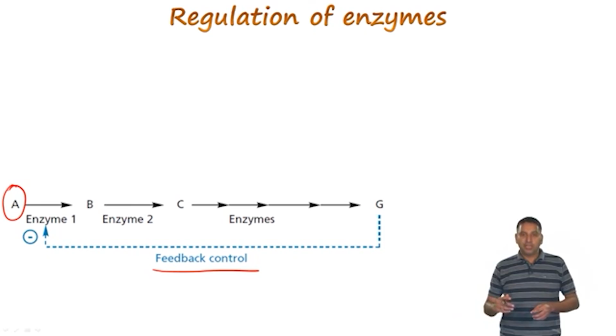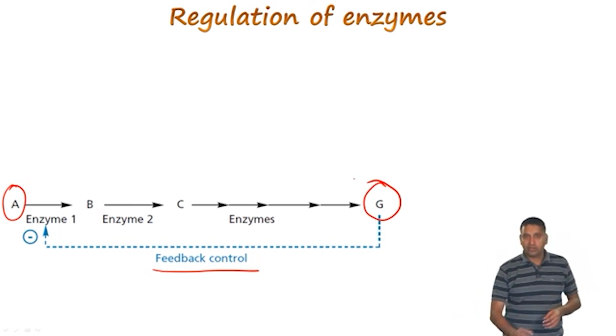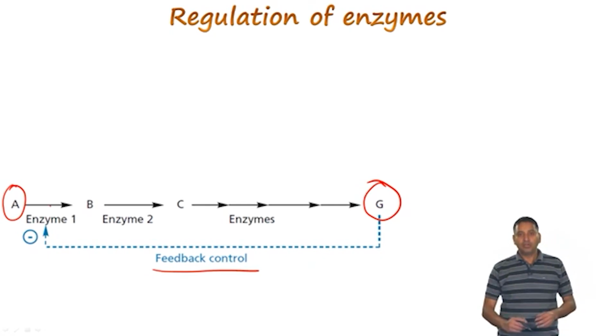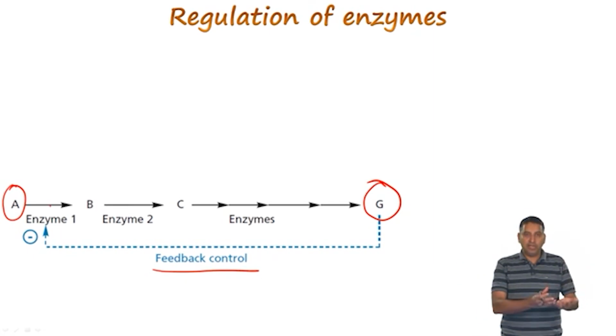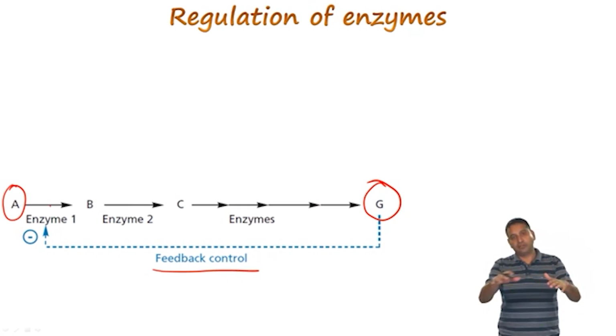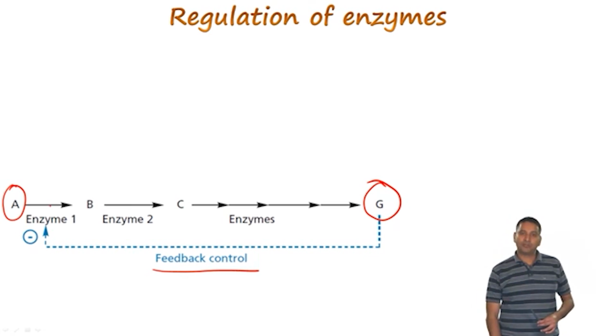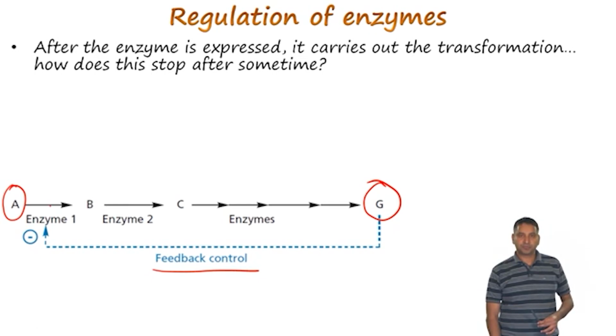Now, this final product G can be an inhibitor of enzyme 1. Once the levels of A go down and levels of G go up, G starts to compete with A for the same enzyme, and it prevents the reaction from occurring. So, this is one of the ways in which enzymes are regulated. This is called feedback control.